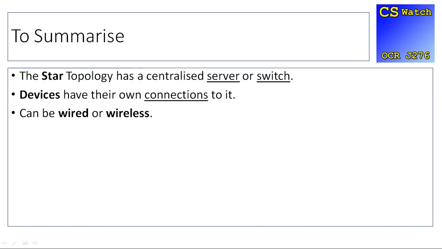That is the core of the star network. Everything connects to it. Each device has got its own connection going to that centralized server or switch. The connections themselves can be wired or wireless depending on how you want your network set up. But if anything happens to that server or switch, your network will go down. That's one of the major drawbacks of having a star network.